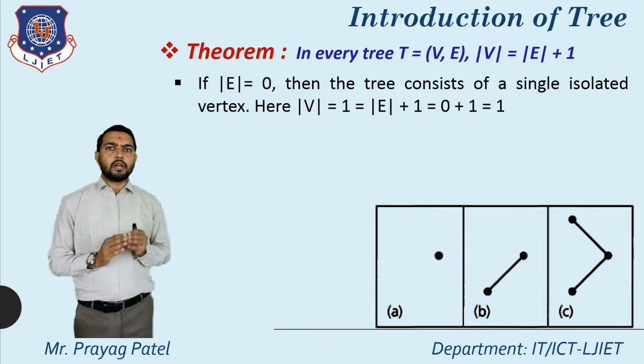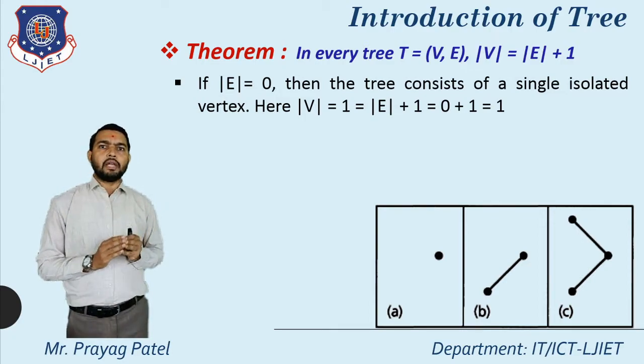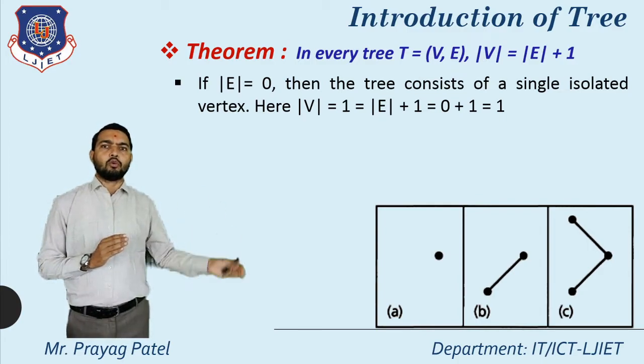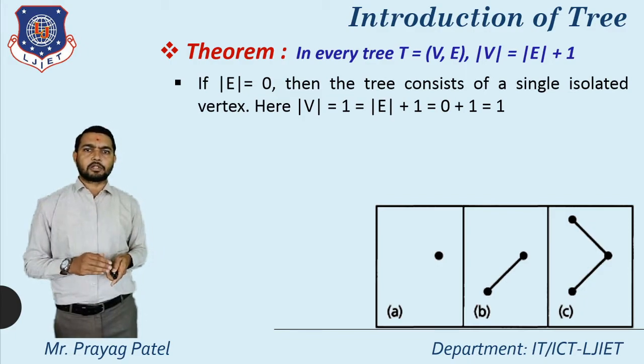Here |V| equal to 1, |E| equal to 0. So |V| equal to |E| plus 1, so |E| equal to 0, so 0 plus 1 equal to 1. So this satisfies the theorem for the first figure A.